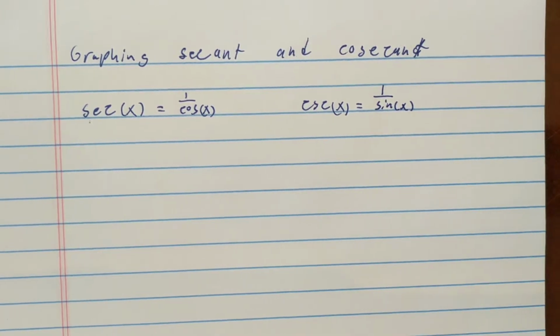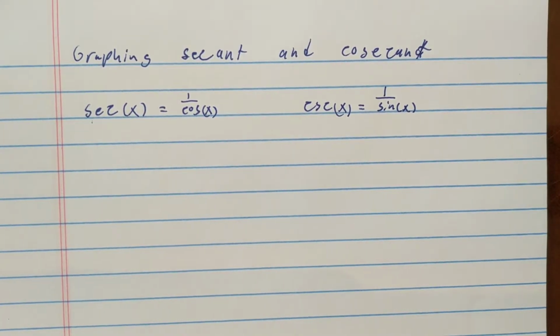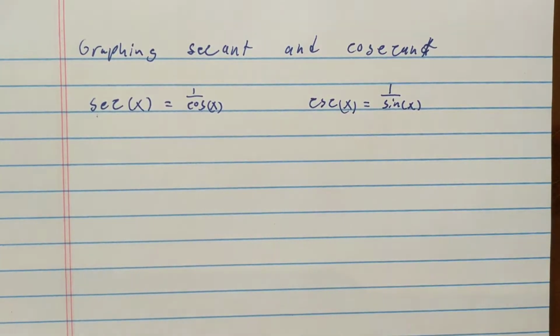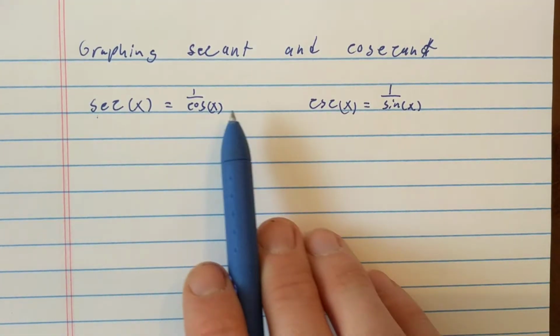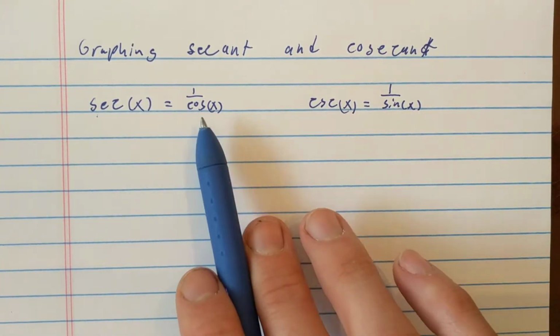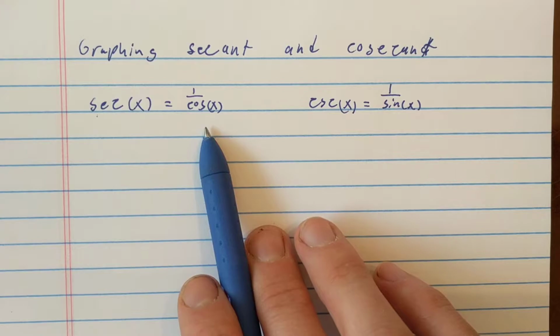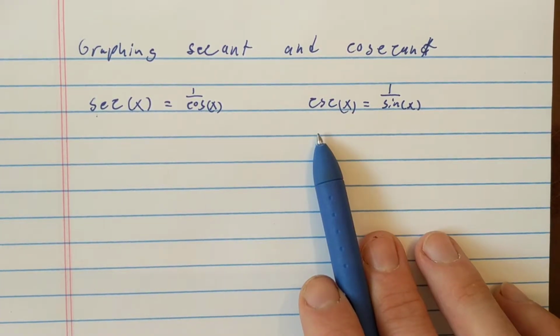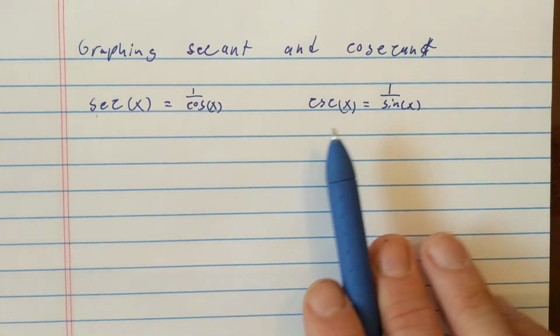Okay? So these are two things that you know. We've done this using similar triangles. So now, how do we graph secant and cosecant? Well, since secant is connected to cosine, when we graph secant, we're actually going to graph cosine first. And likewise cosecant. When we graph cosecant, we're actually going to graph sine first.